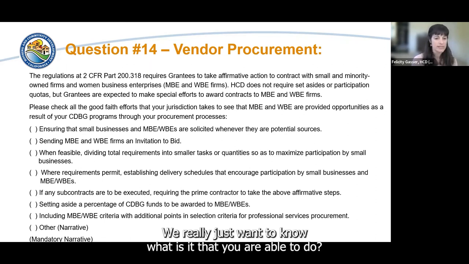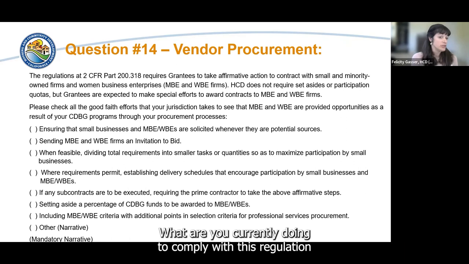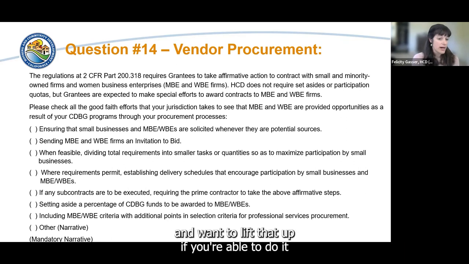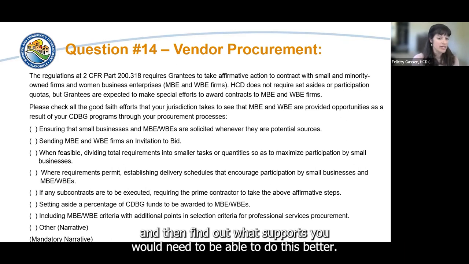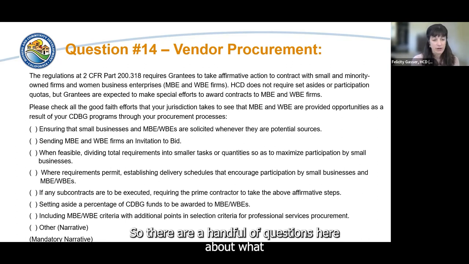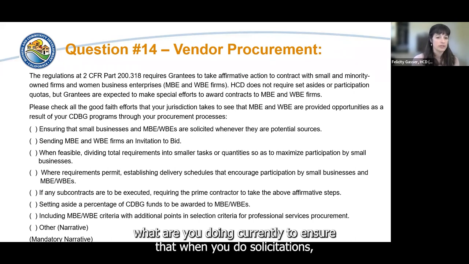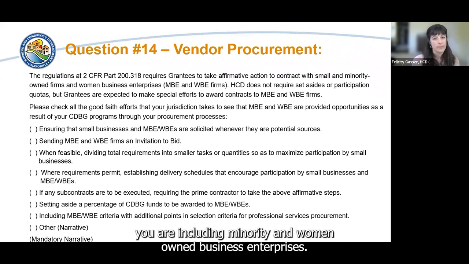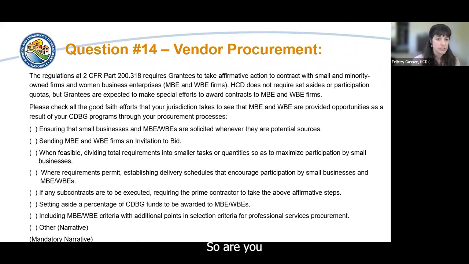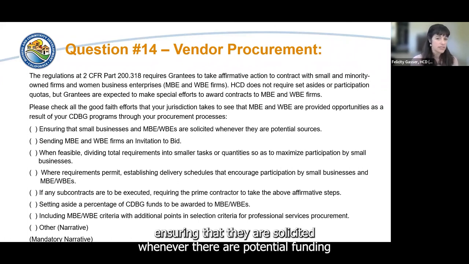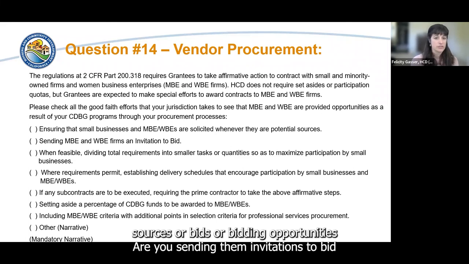We really just want to know, what is it that you are able to do? What are you currently doing to comply with this regulation? Want to lift that up if you're able to do it, and then find out what supports you would need to be able to do this better. So there are a handful of questions here about what you are doing currently to ensure that when you do solicitations, you are including minority and women-owned business enterprises. So are you ensuring that they are solicited whenever there are potential funding sources or bidding opportunities? Are you sending them invitations to bid?